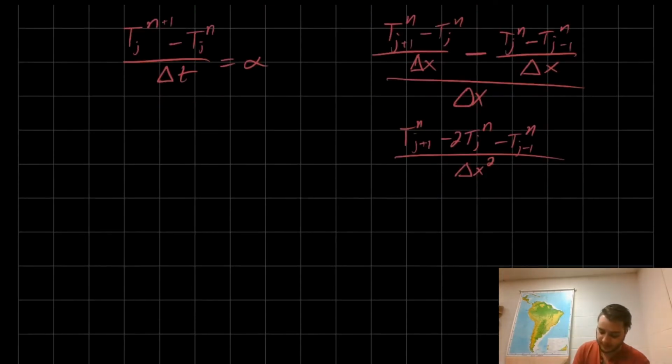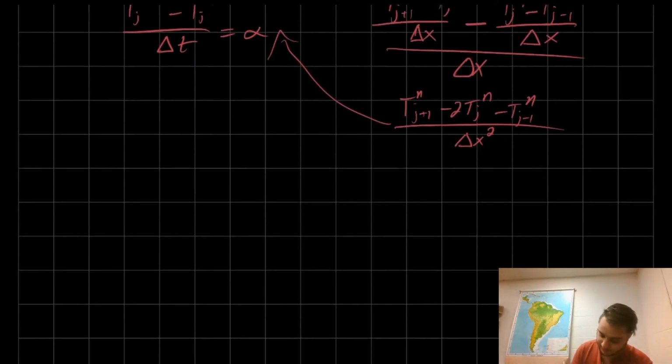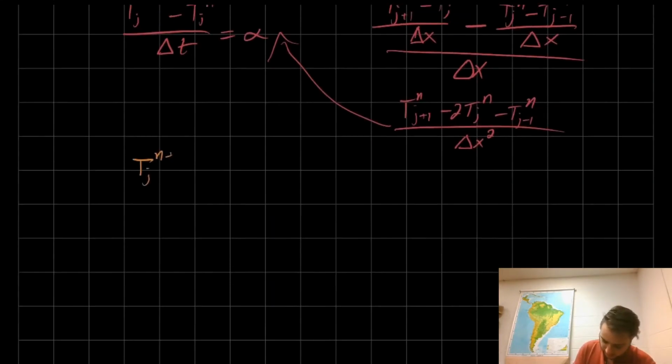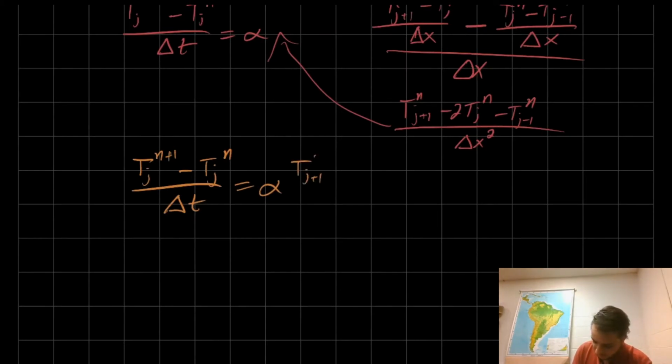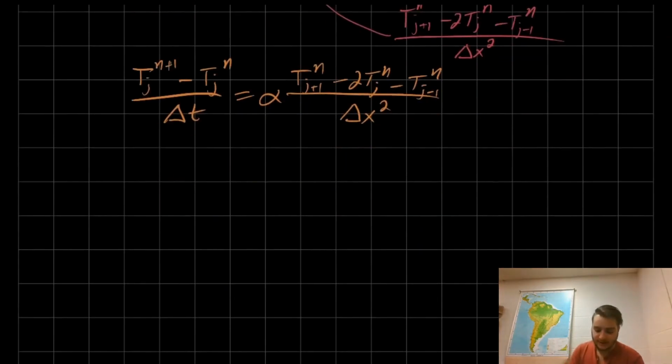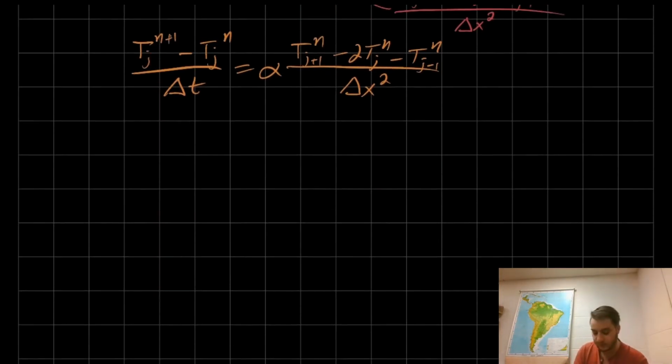So we plug this back in to this top equation. We'll write it in orange. So T_j^{n+1} minus T_j^n over delta t is equal to alpha times T_{j+1}^n minus 2T_j^n plus T_{j-1}^n all over delta x squared. So we need to get this term alone. So how do we do that? We just do some algebra.